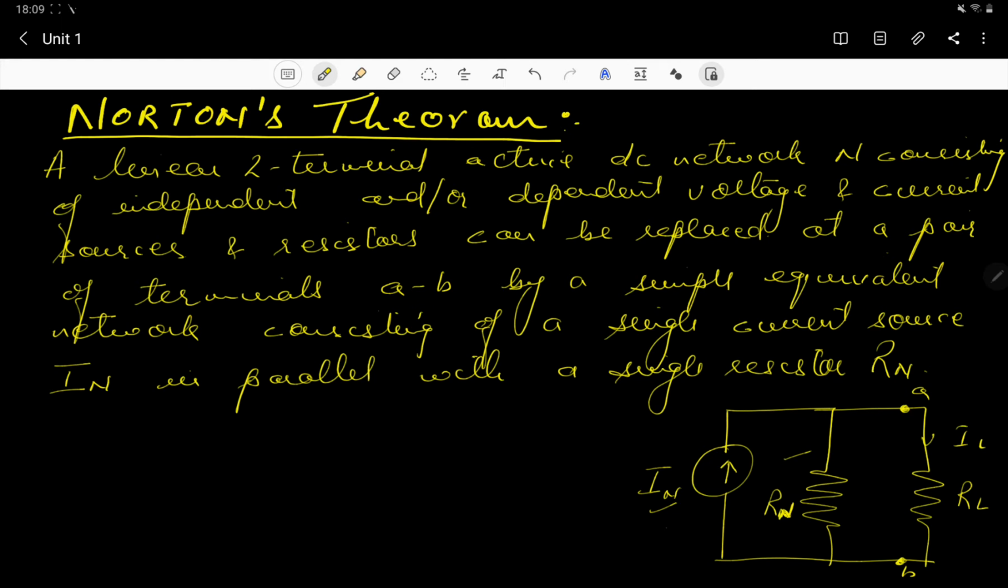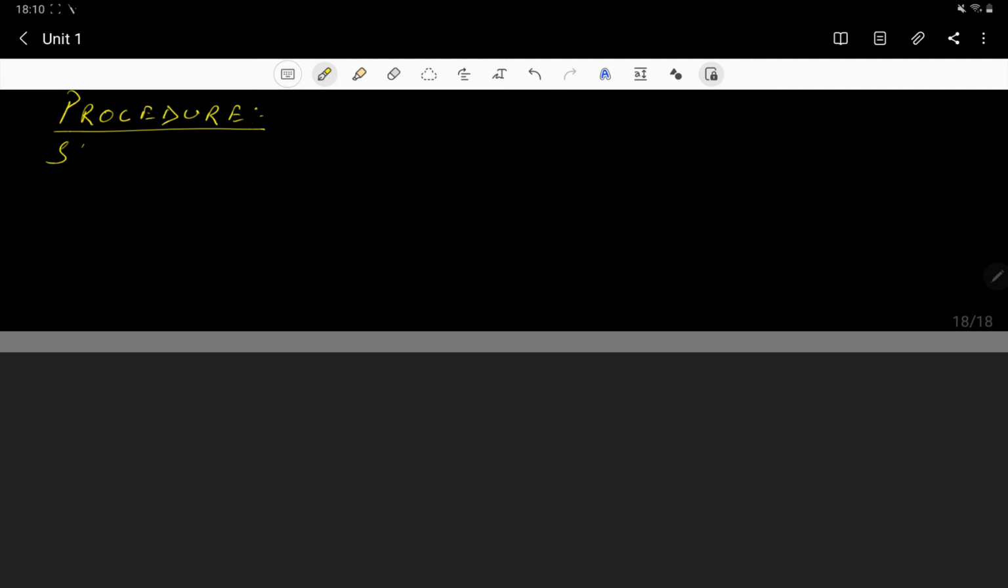Now we have the current source and the resistance in parallel, so we can calculate the current IL here with the help of the current division rule. And as we know the load current IL, it will be easy to find the voltage across it. So this is what Norton's theorem is. Now let's write down step by step the procedure for finding the current across that particular branch or the load.